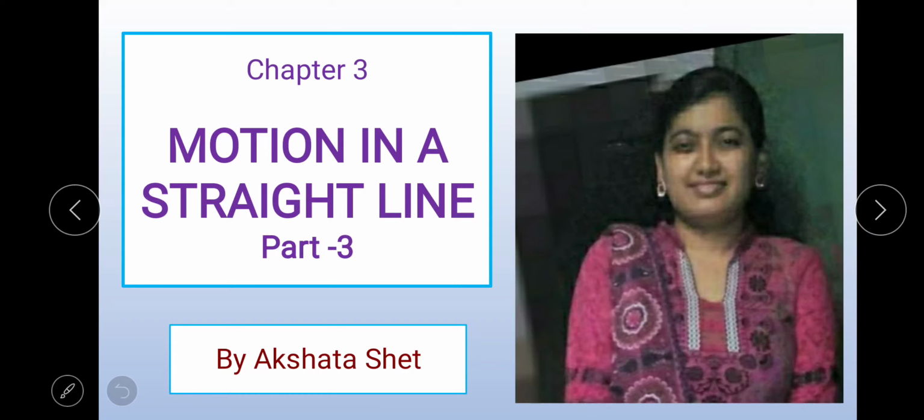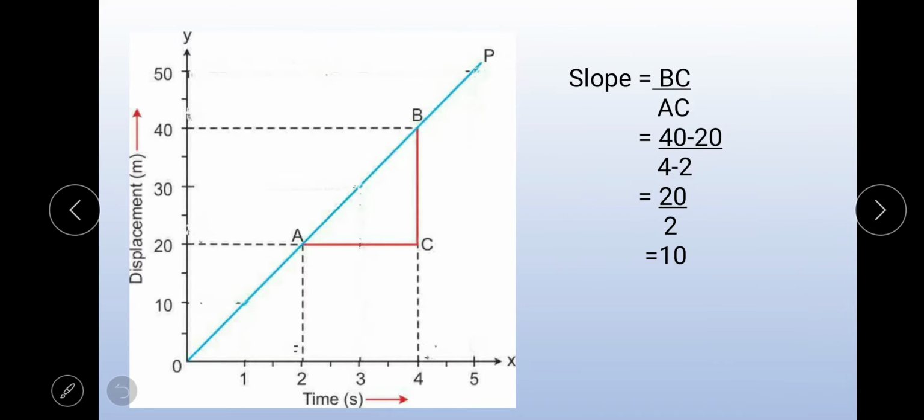Dear students, this is part 3 video of motion in a straight line. In this class, first let us study how to calculate slope of the graph. For that, I considered displacement time graph. Here, graph nature is straight line passes through the origin.